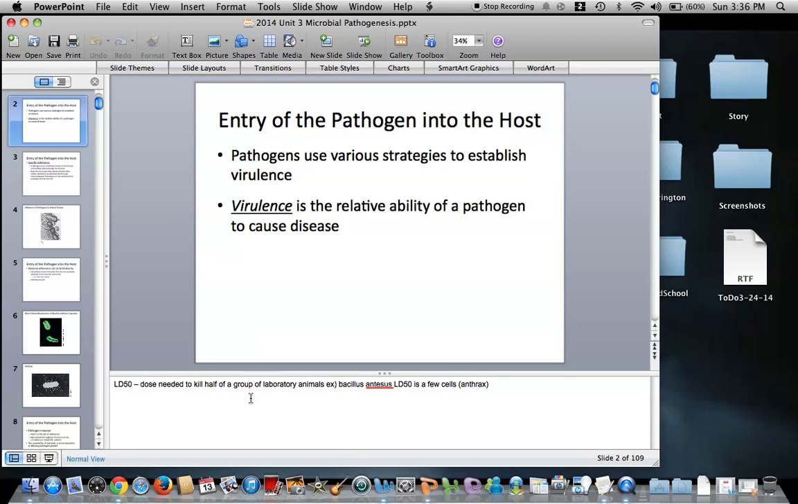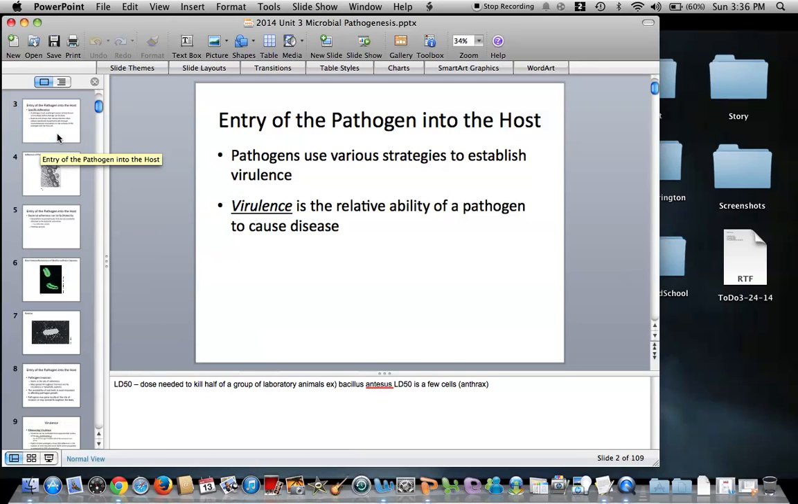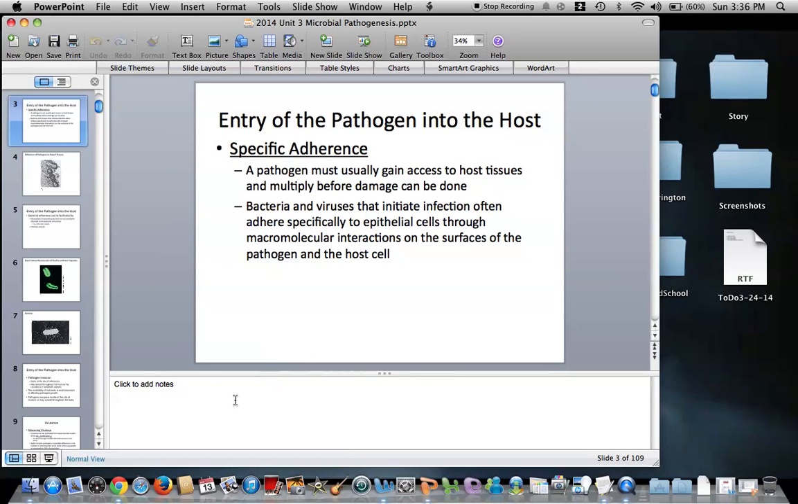LD50, for those who don't know, is the dose of something needed to kill half a group of laboratory animals, and you choose the laboratory animal based on which one's the right model. Usually a mouse for viruses, but bacteria, there's a lot more diversity in what they use.